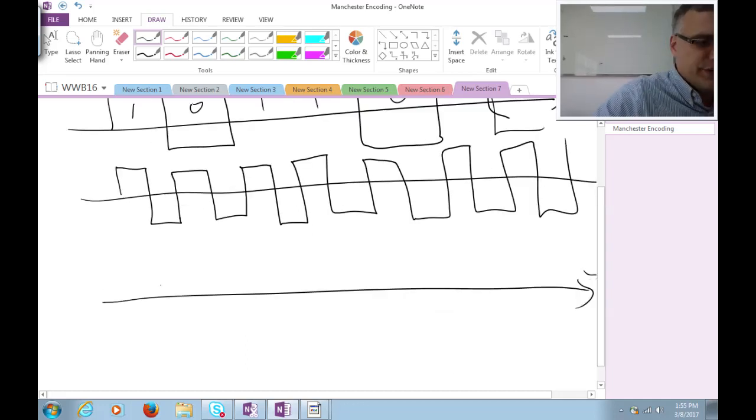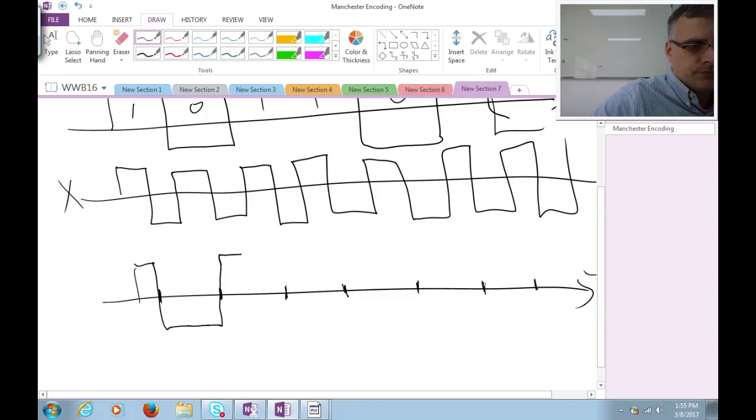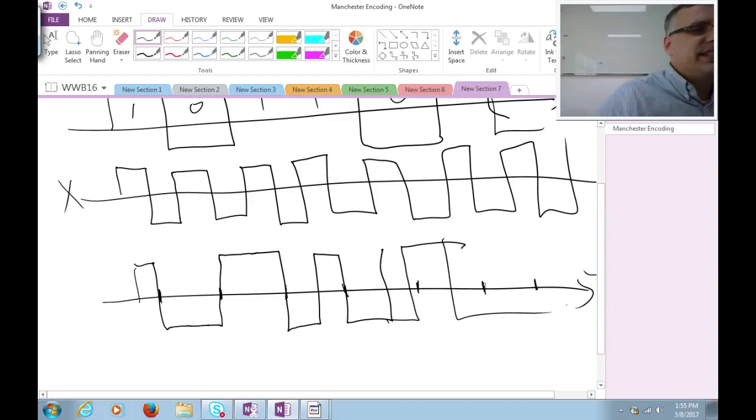What you get out is similar to FM zero, except now the guaranteed transition is always in the middle of the bit rather than the edge of the bits. If you think of this as an exclusive OR multiplication, you'll get something like this. And you can see that this balances it in the same way.